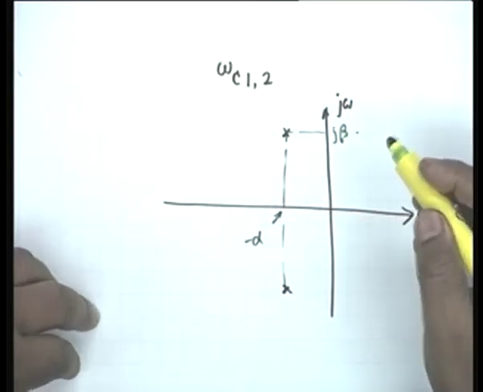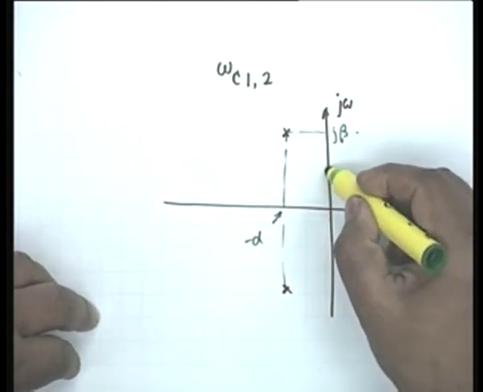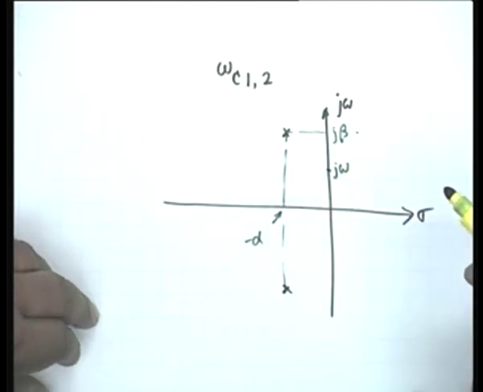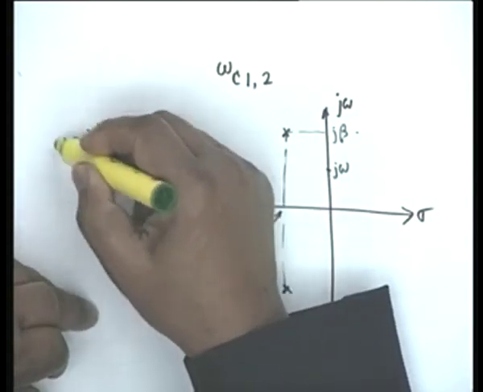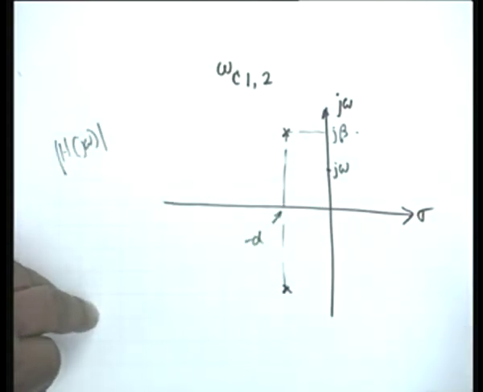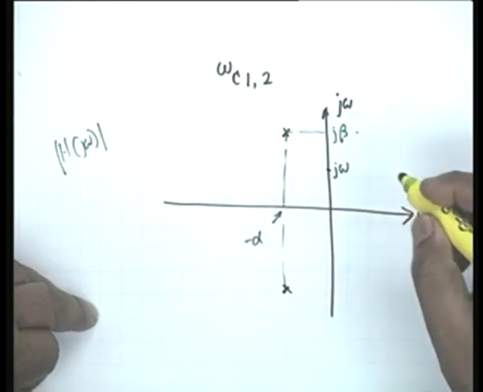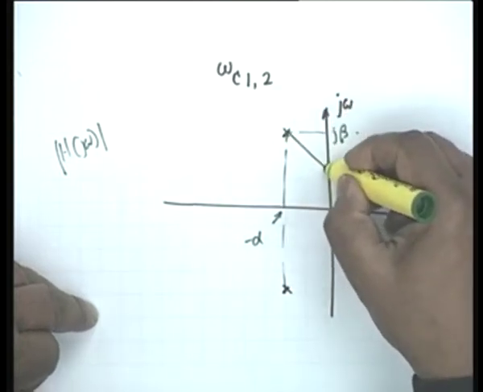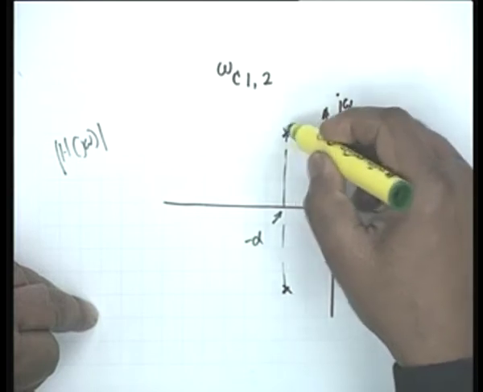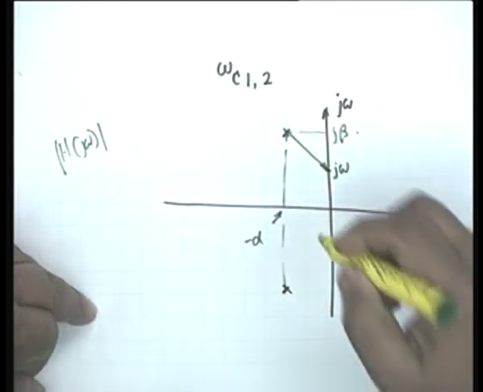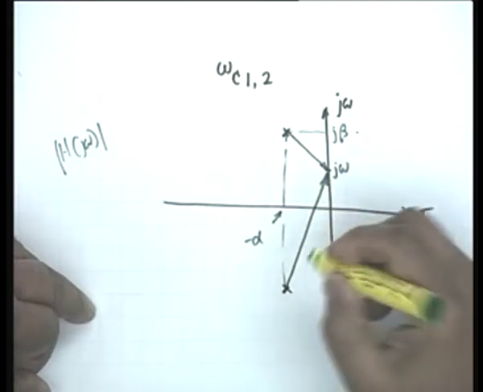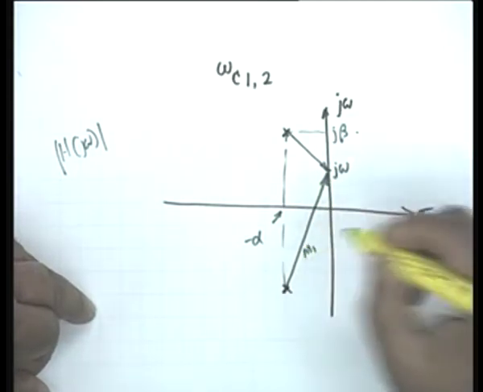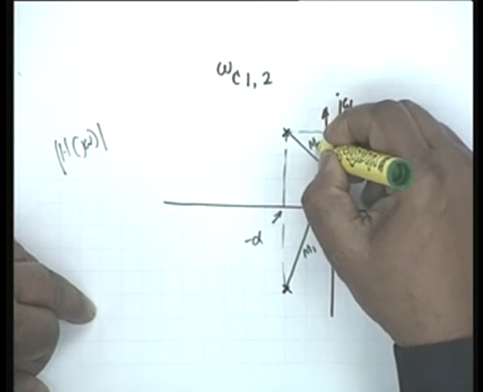Let's consider an arbitrary frequency of j omega. We want to find out the magnitude at this frequency, that is, we want to find out the magnitude of H of j omega. Then, by the graphical construction, what we do is we construct a vector from one pole to j omega and a vector from the other pole to j omega. Let's call these m1 and m2.